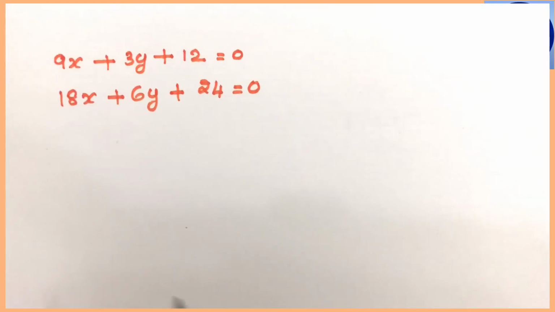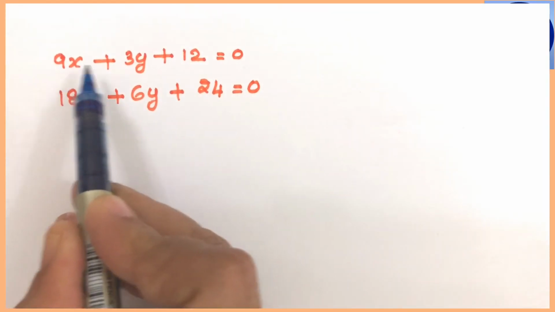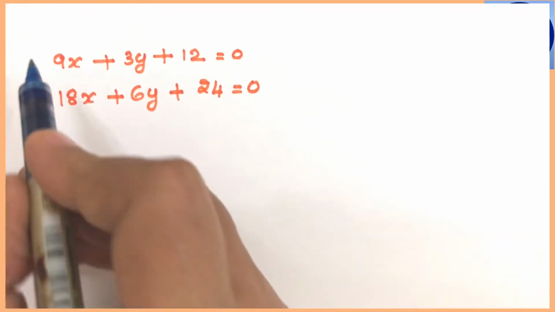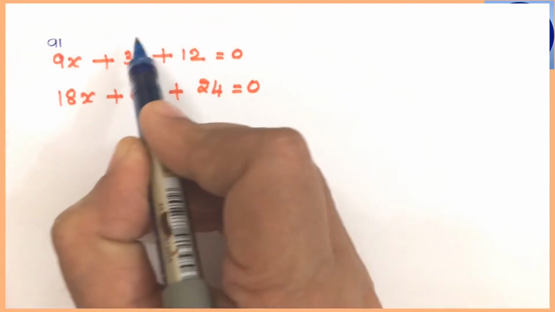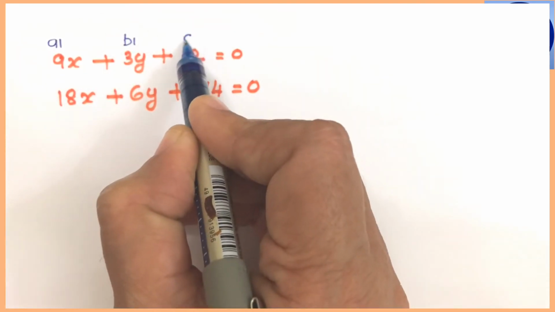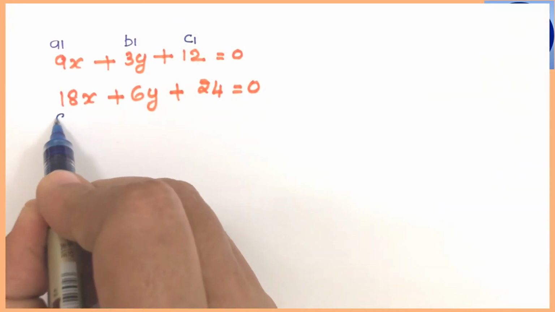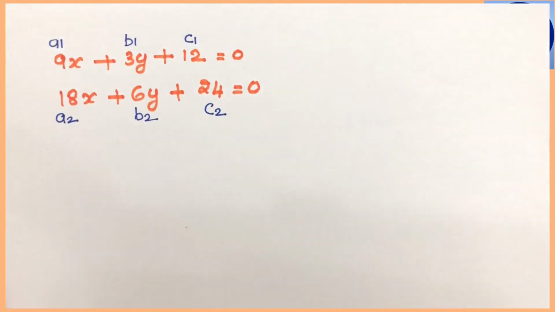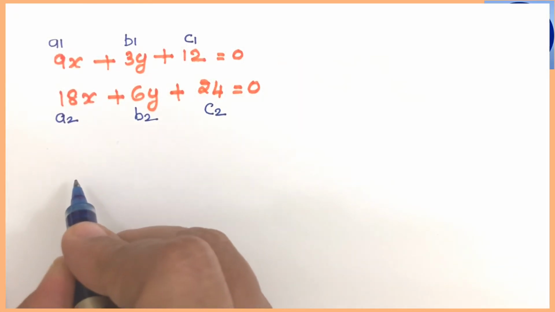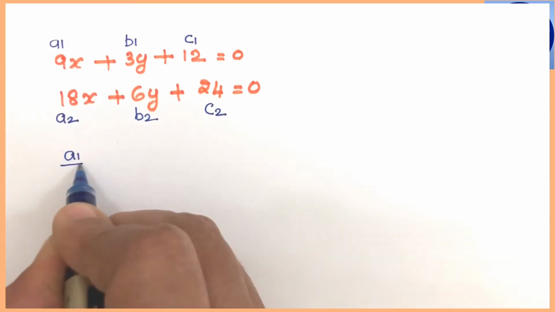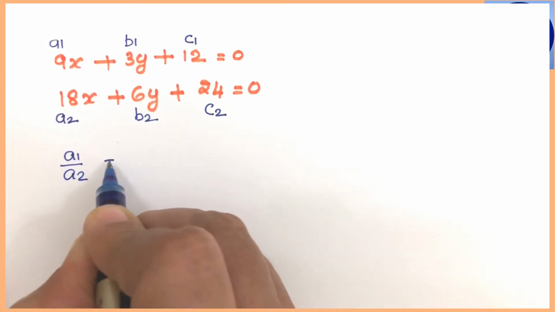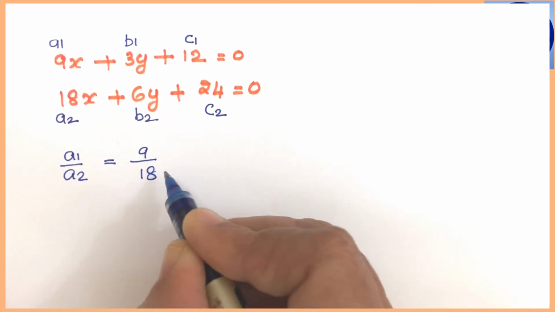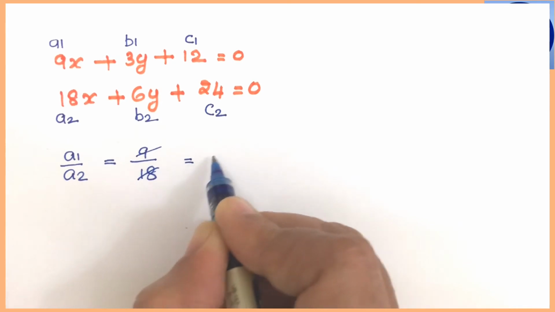If solution means consistent. Okay, second, linear equations in two variables. Second pair. Here we can write A1, B1 and C1. Then we can write A2, second equation, coefficient of x, then B2, coefficient of y, and C2, the constant. Then we are writing the ratio of A1 and A2, A1 by A2. A1 is 9, A2 is 18, 9 over 18. Cancel numerator and denominator by 9, we get 1 over 2.